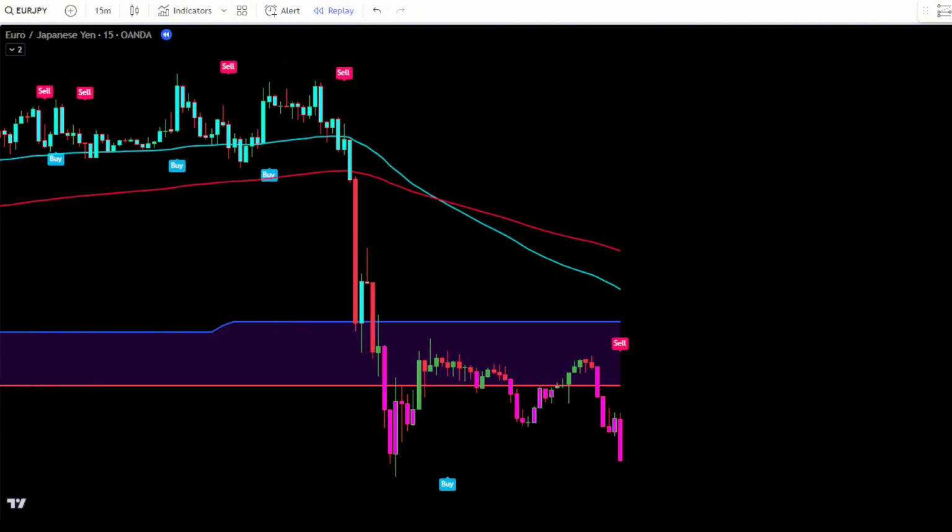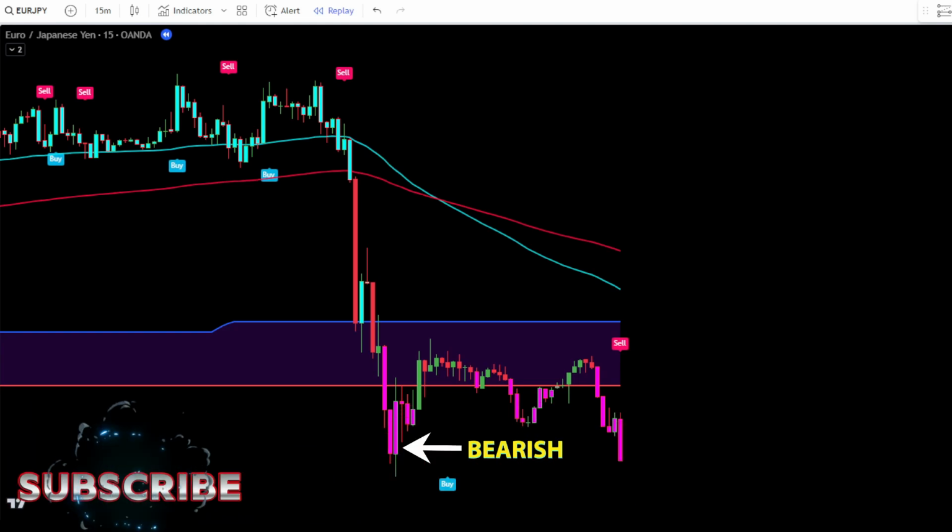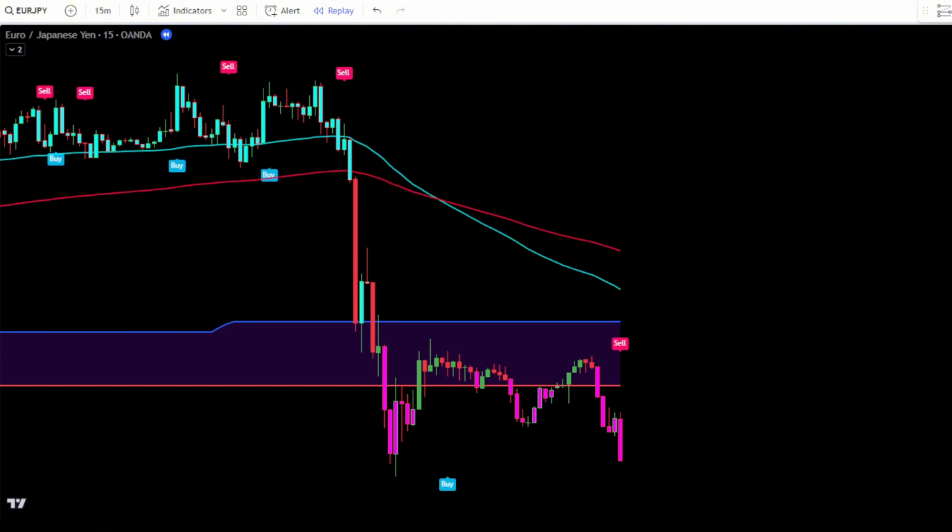How to place a sell entry. If the price candlestick successfully breaks out below or is below the high and low optimized trend tracker indicator, this serves as the initial signal of a bearish trend.